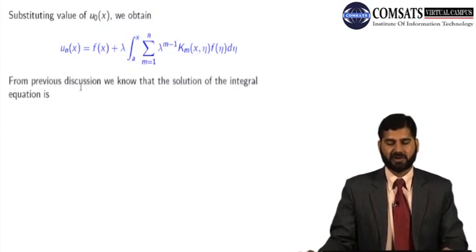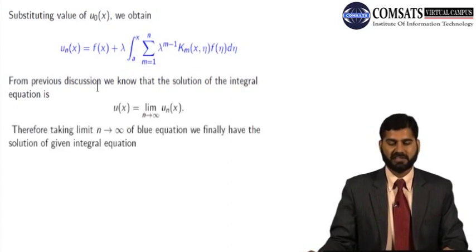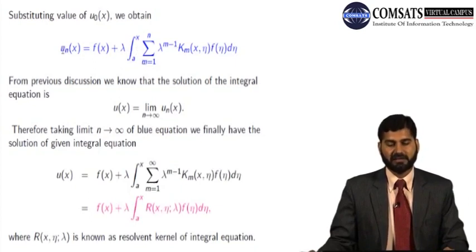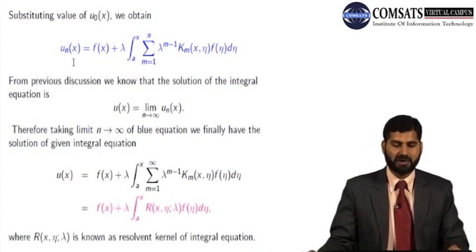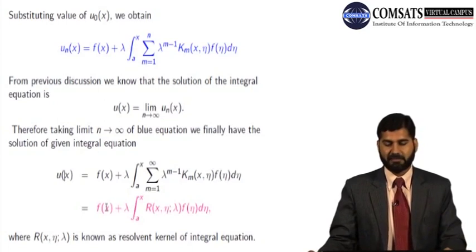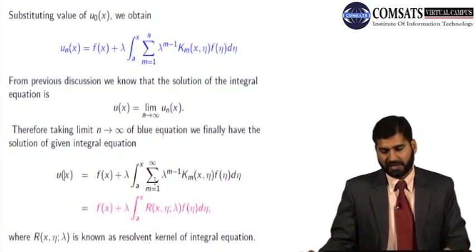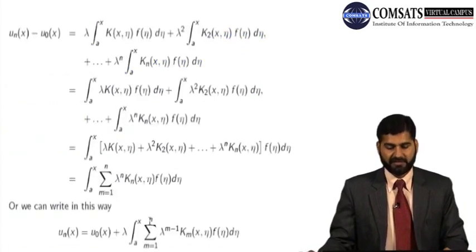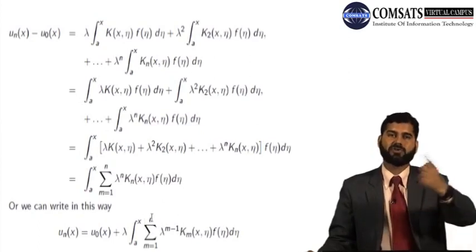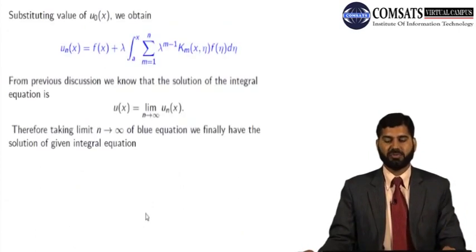Now if you take the limit, from previous discussion we know that the solution of the integral equation is this. It's not just un of x. The solution is the limit of un of x. So if you take the limit as n goes to infinity, you get this one. Limit of this will give you u of x. f x will remain f x, nothing is happening. But here, if you take the limit as n goes to infinity, then this power m goes from 1 to n, but now m will go from 1 to infinity because you have taken n to be infinity.